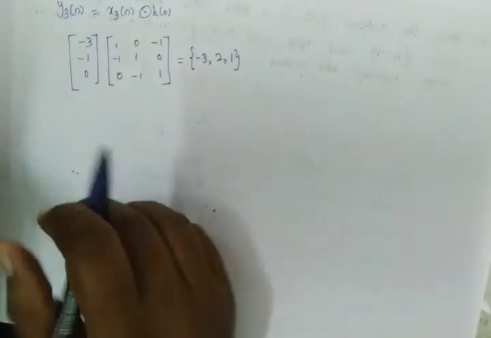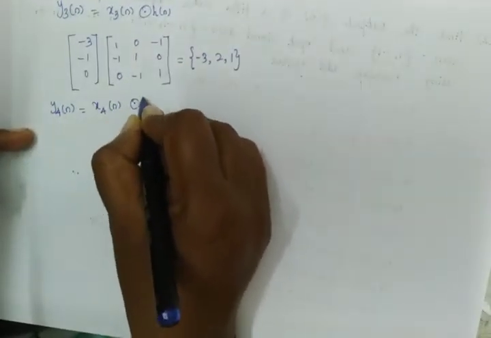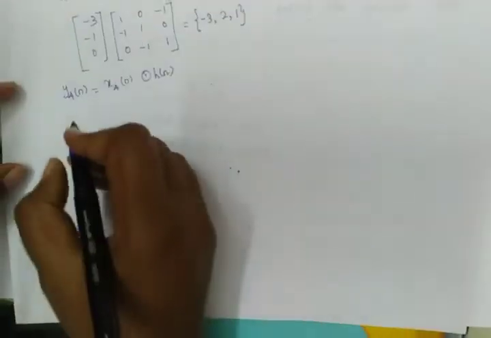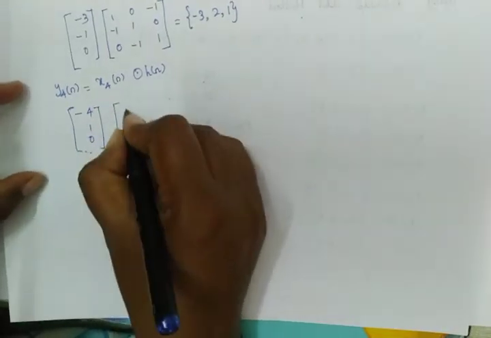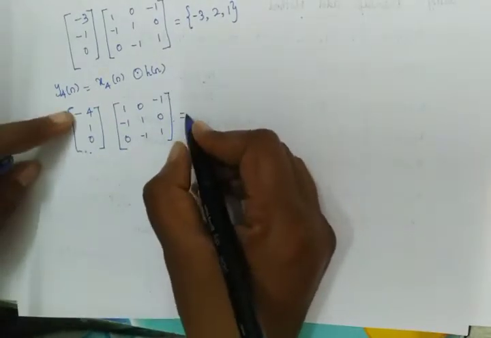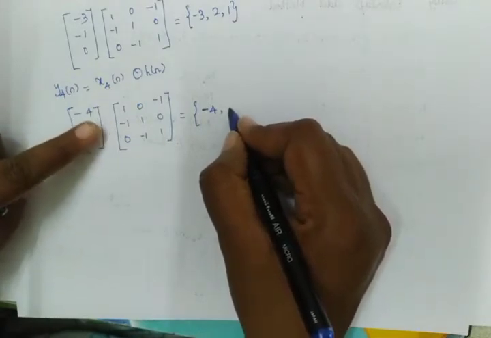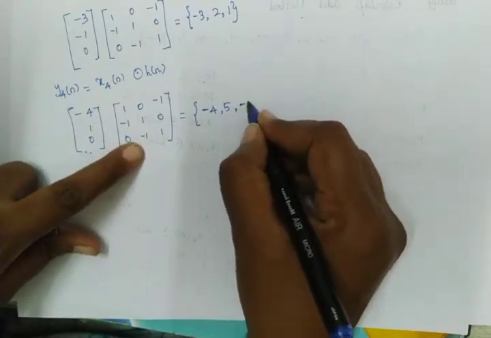Now what is our y4 of n? So y4 of n is equal to x4 of n circular convoluted with h of n. Now check here, what is x4 of n? Minus 4 1 0. So here we have minus 4 1 0, which is circular convoluted with this h of n, that is 1 minus 1 0, 0 1 minus 1, minus 1 0 1. So which is equal to minus 4 comma, and here we have plus 4 plus 1, which is equal to 5, and here we have 0 plus minus and minus minus 1, so just minus 1.